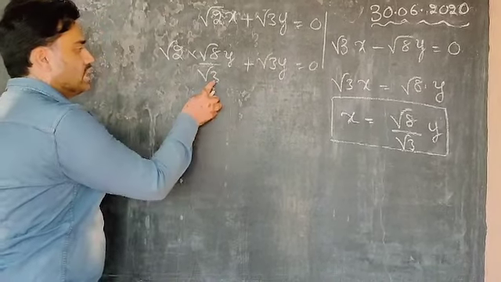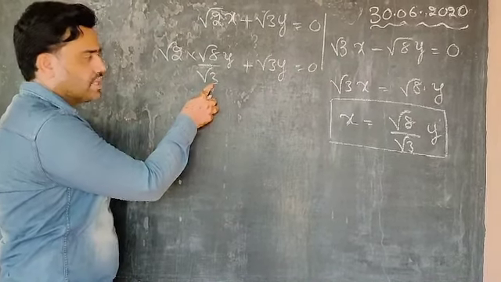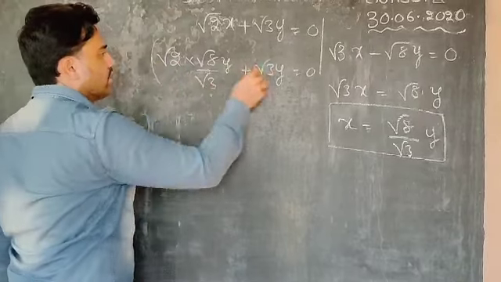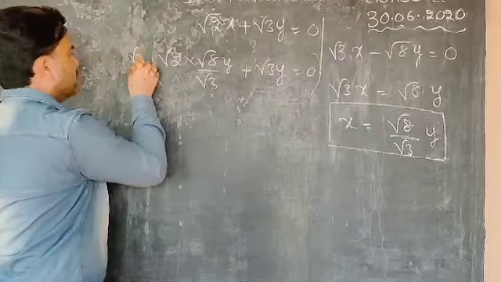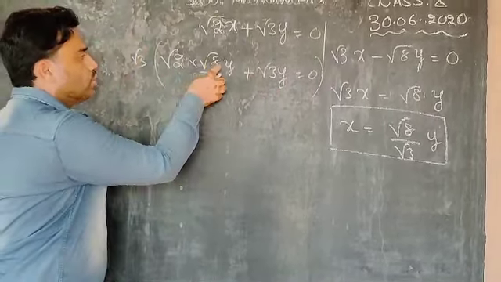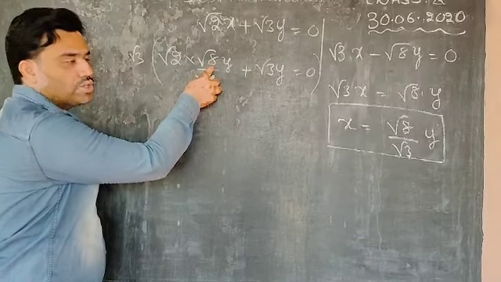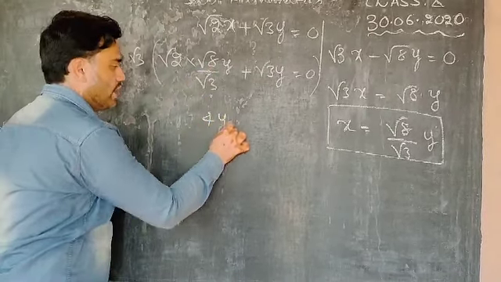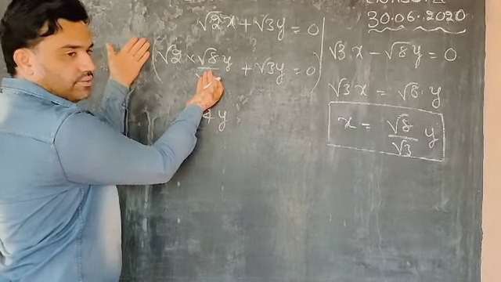So now, what is the LCM here? Root 3. So the whole equation is multiplied by root 3. Keep in your mind, root 2 into root 8, root 16. Root 16 means 4. That is 4y. Root 3 gets cancelled.